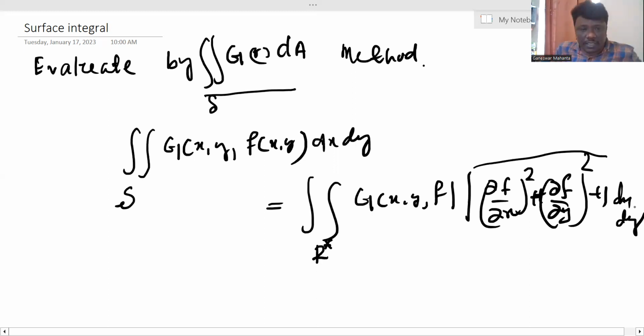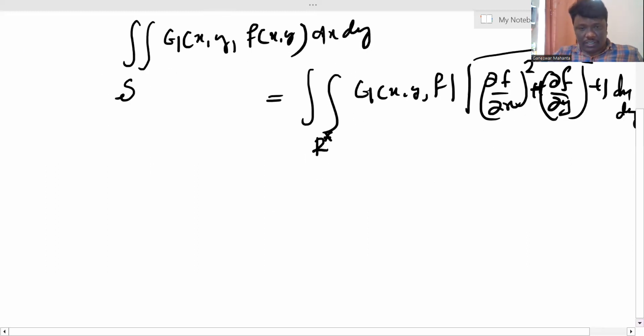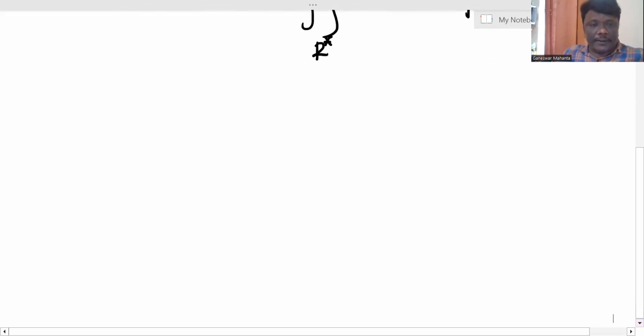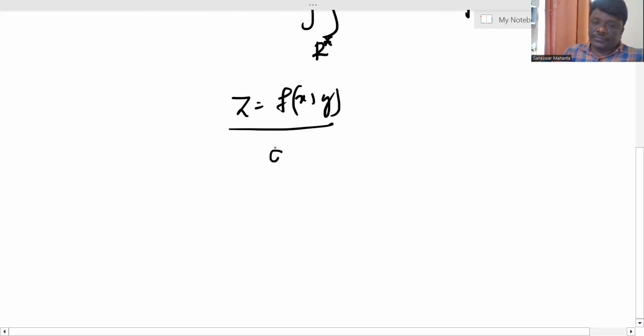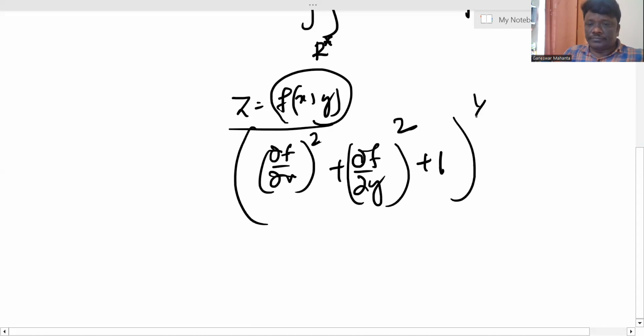This is actually our GRDA method. Here we essentially calculate, because this function is defined here: z is a function f of x, y. We define del f by del x squared, meaning the partial derivative of this function, plus del f by del y squared, plus 1, all to the power half. You can define this function as n.